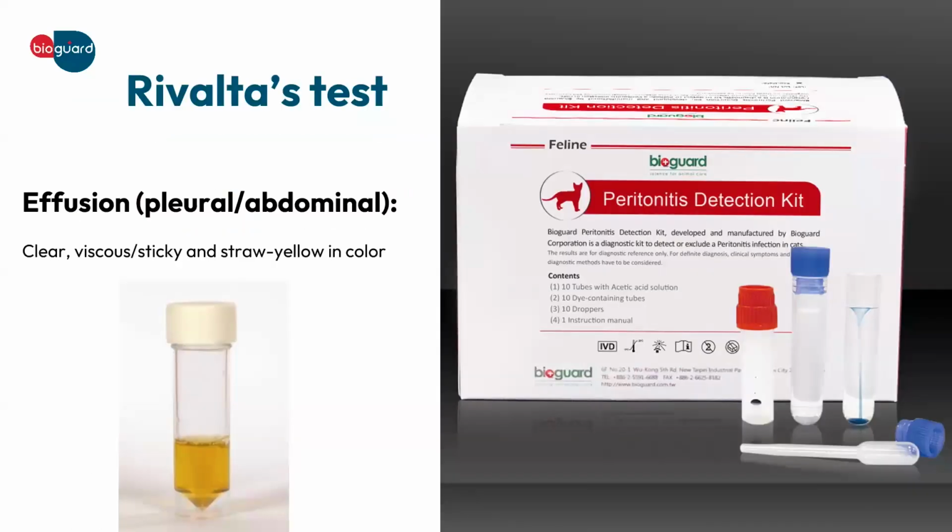Of course, if there is fluid formation in FIP, a very unique test known as the Rivalta test is conducted in the clinic, which is very easy to perform, where the fluid collected from the pleural or abdominal area can be used for the detection of FIP. This kind of fluid is actually very clear, viscous or sticky, and yellow in color.